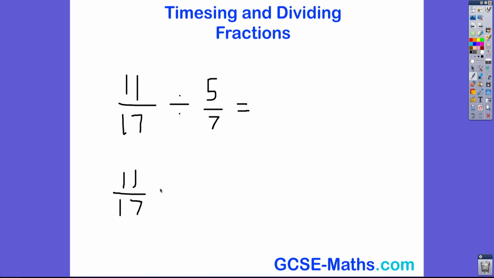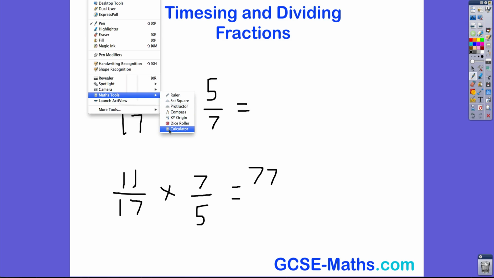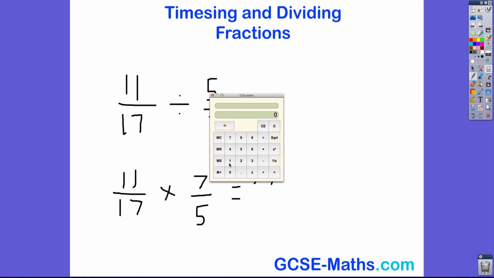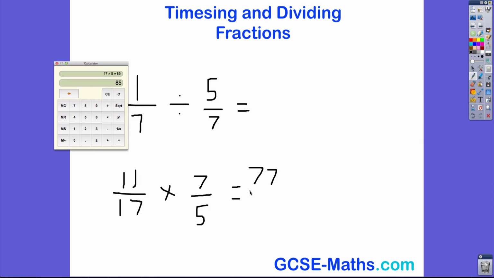That stays the same, and then because we're flipping it, we want to then times it. So this is timesing, and then we flip this one. So instead of 5 being on the top, it's 7, and instead of 7 being on the bottom, it's 5. And then we just simply do timesing. So 7 times 11 is 77, and 17 times 5 is going to be, I think I need a calculator for that one. 17 times 5 is 85. And there we go, and that is it for timesing and dividing fractions.